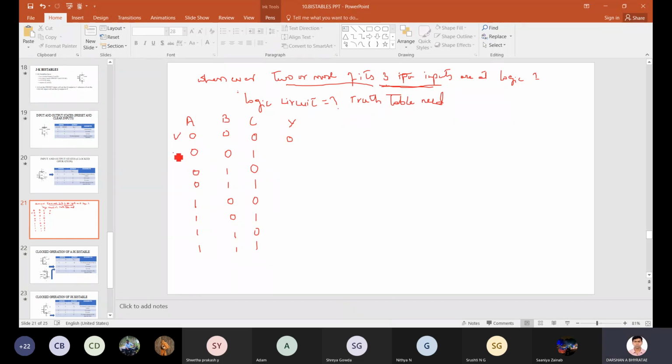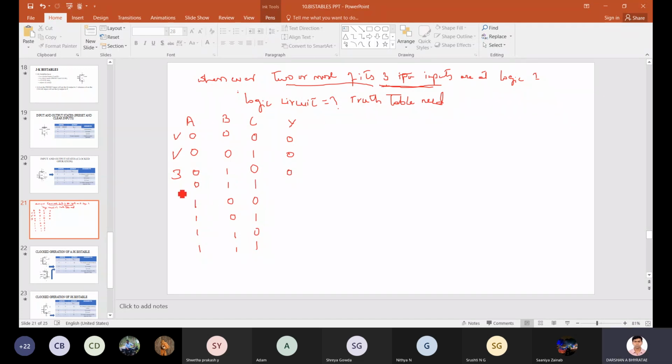Come to the second row: 0, 0, 1. Here only C is 1 and A and B are 0, so again the output is 0. Third row: 0, 1, 0. A and C are 0 and only B is 1, so again Y becomes 0.